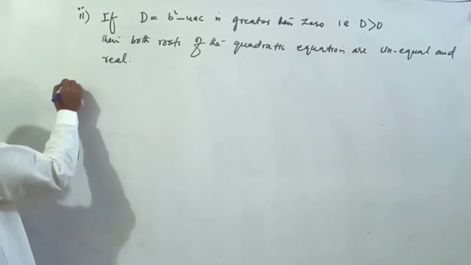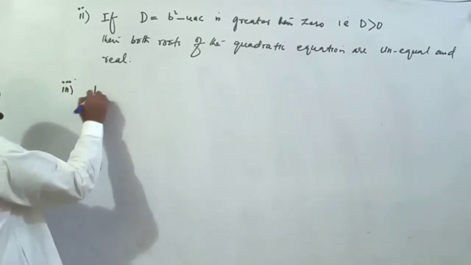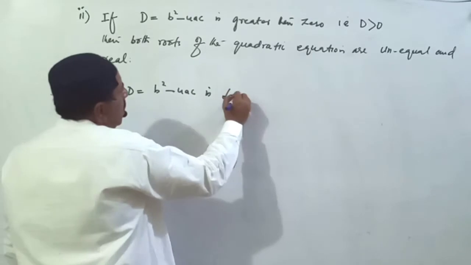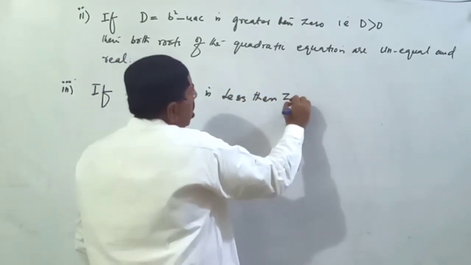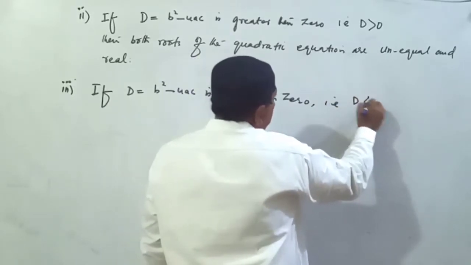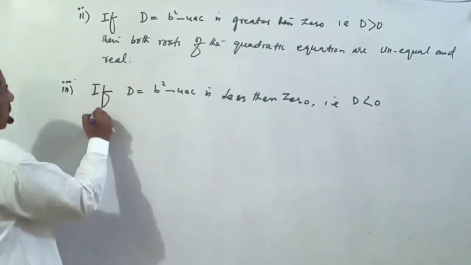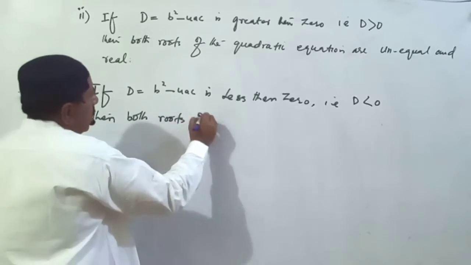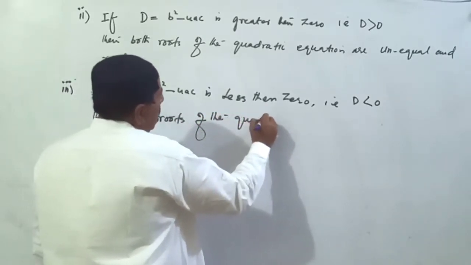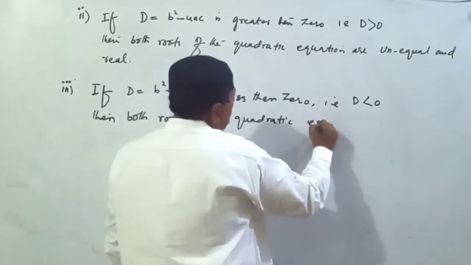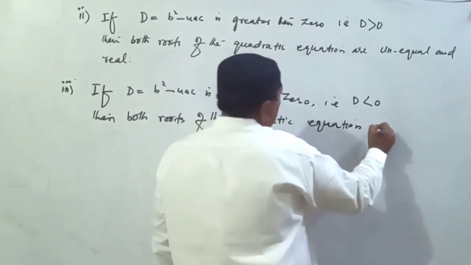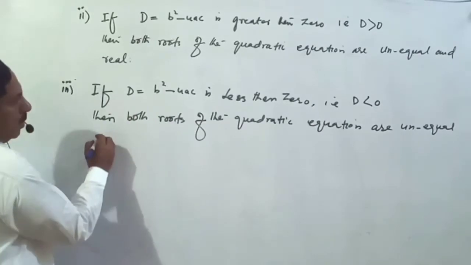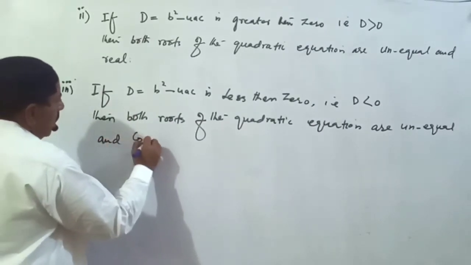Number 3 is the condition. If D is equal to B square minus 4AC is less than 0, i.e. D is less than 0, then both roots of the quadratic equation are unequal and complex.